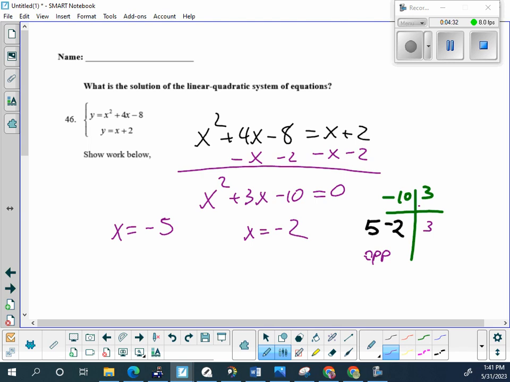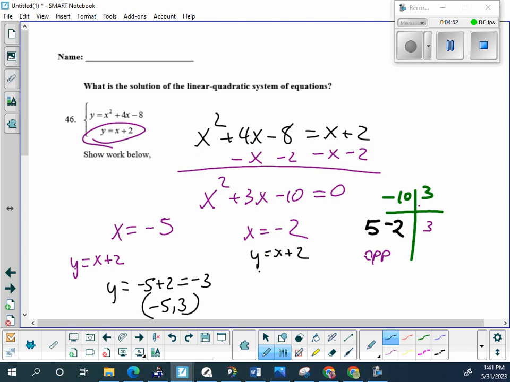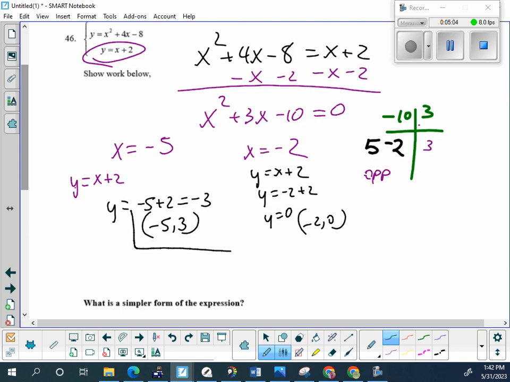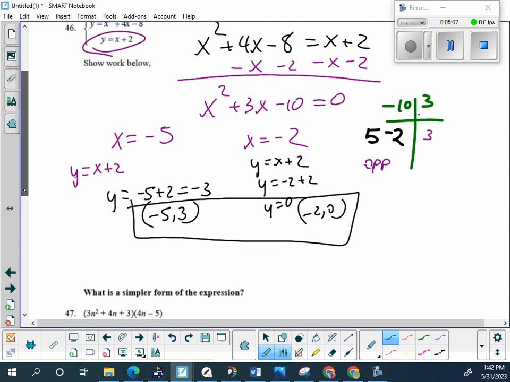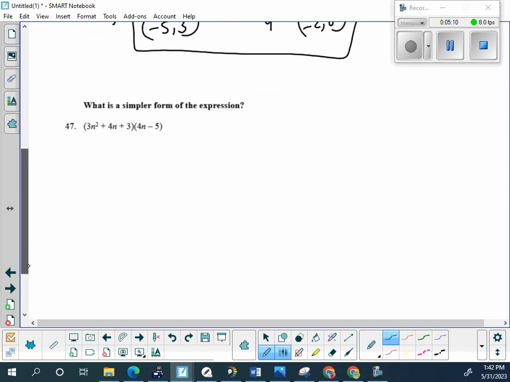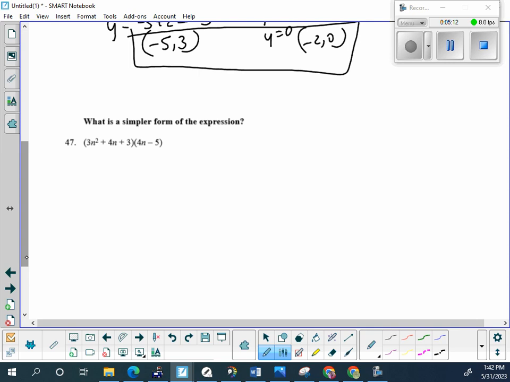Then you have to figure out what your y values are. Use the second equation. And this is a timed test, so use your time wisely here. And I got y equals negative 5 plus 2, which is negative 3. So that gives me negative 5 comma negative 3 for one answer. And over here, I do y equals x plus 2, and I get y equals 2 plus 2... which is y equals 0. And that gives me an answer of 2 comma 0. Okay, box your answers so we can find them on the test.